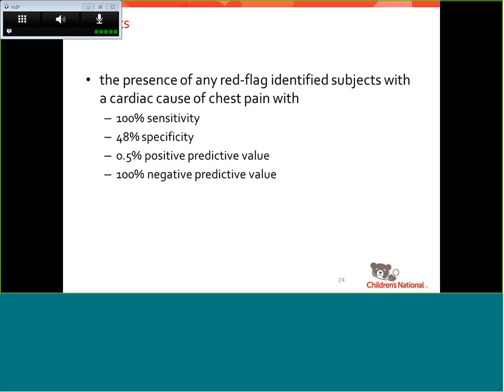If one were to apply the red flag criteria that we identified to identify cardiac causes of chest pain, you will be able to do so with 100% sensitivity. Now, as you can see, the specificity and the positive predictive values are lower, and that's because the prevalence or incidence of the disease is very low. In the entire cohort, cardiac disease explained chest pain in 0.25% of cases.